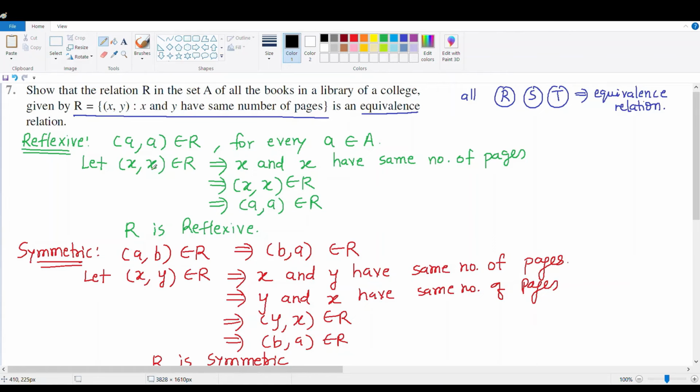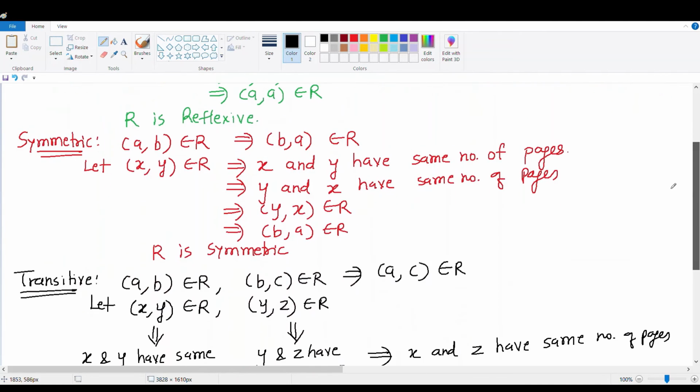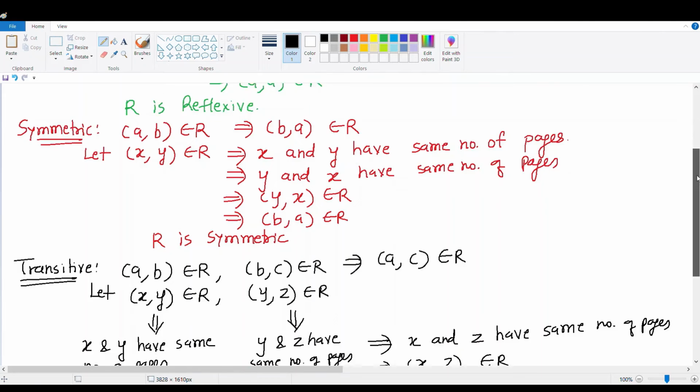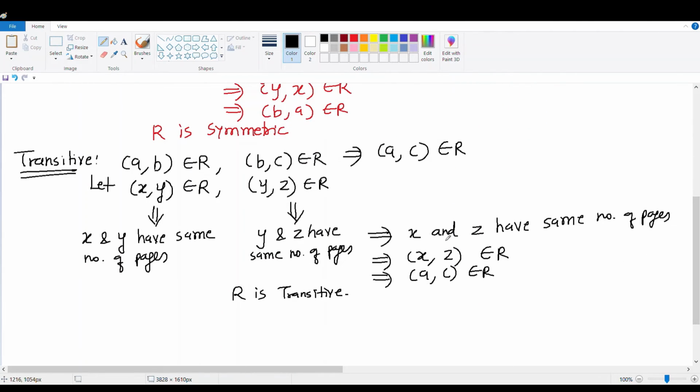So when we prove that it is reflexive, yes, it is reflexive. When it is symmetric, yes, it is symmetric. And when it is transitive, when the relation is all three, then it is an equivalence relation. So we are going to write: hence R is an equivalence relation.